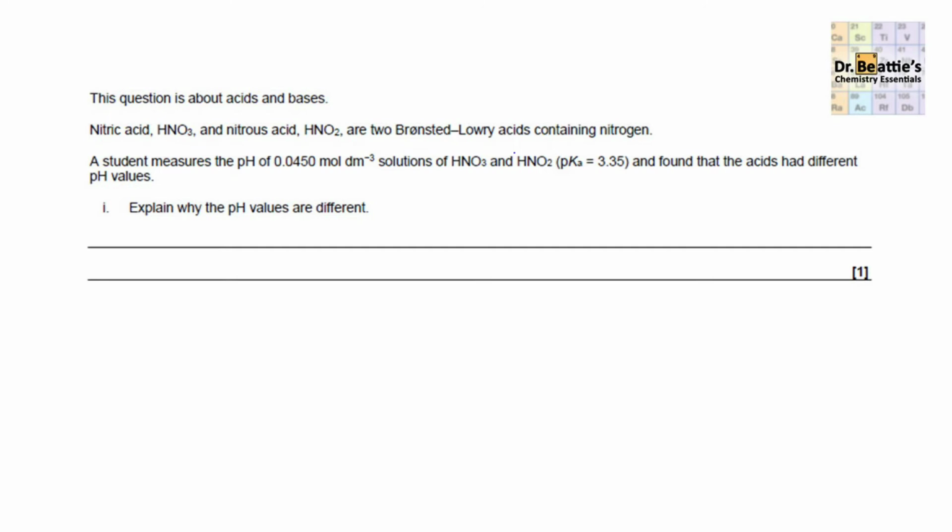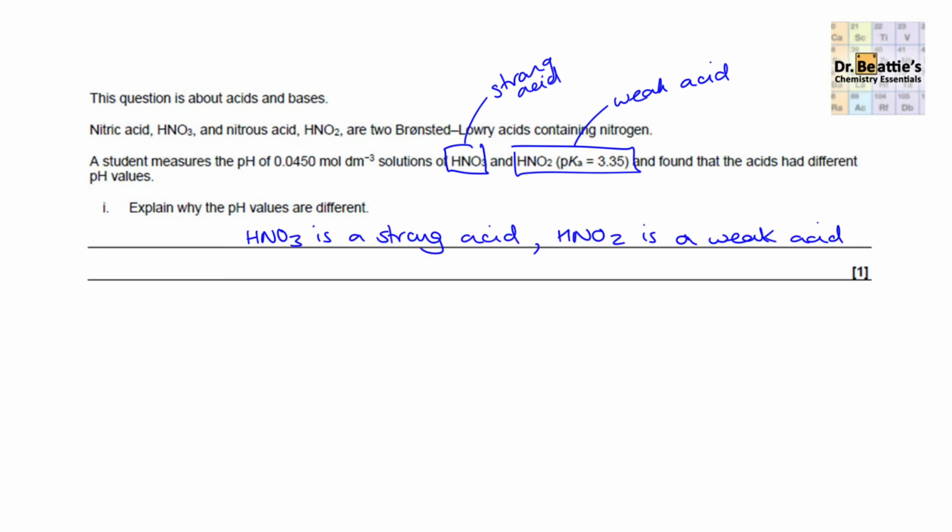And the big giveaway here is that nitrous acid has a pKa. And we said before that as soon as you see that, it means it's a weak acid. If one isn't given a pKa or a Ka, like in the case of nitric acid, then this must mean it's a strong acid. And so this informs your explanation here. It's a simple application of some of the information that you've learnt, but again, these are easy marks to pick up.